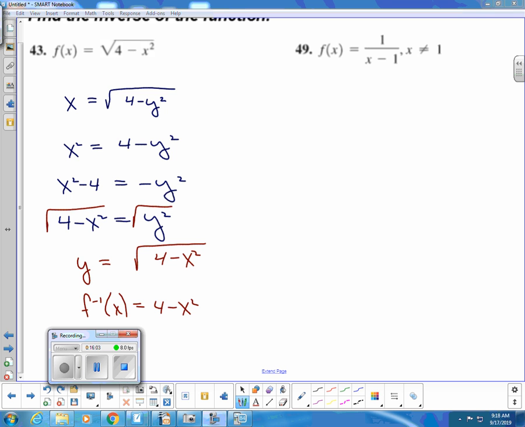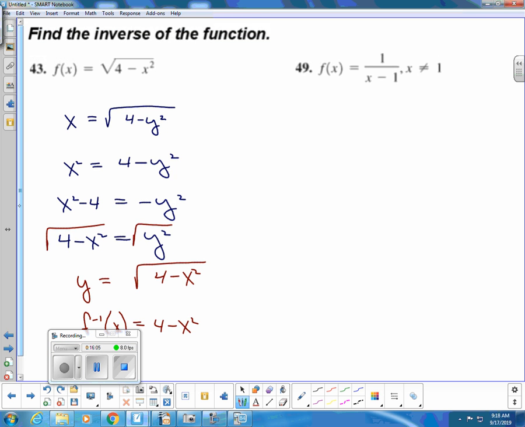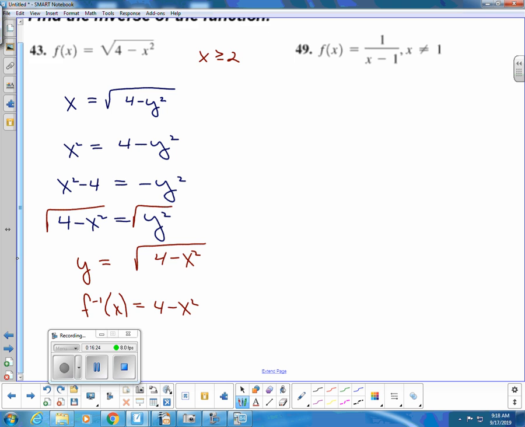Okay. So again, we should have had this up here. x has to be positive. It's got to be greater than or equal to 2 for that domain, for this to be 1 to 1. Right now, the square root of 4 minus x squared is not 1 to 1. So technically it doesn't have an inverse, but we're going to restrict it to the positives. So we're going to restrict this to your positive square root. Okay.